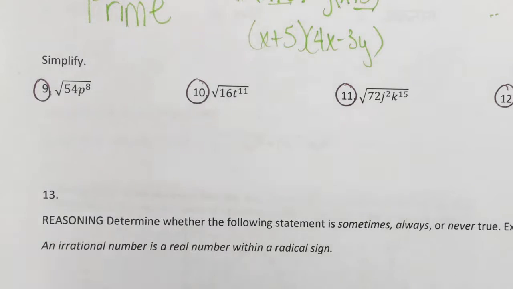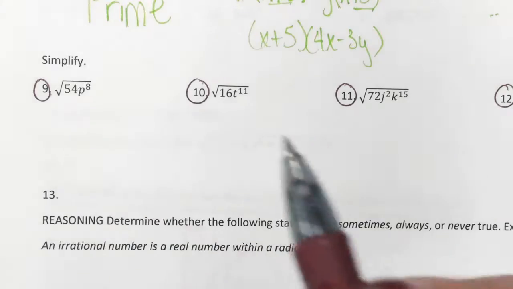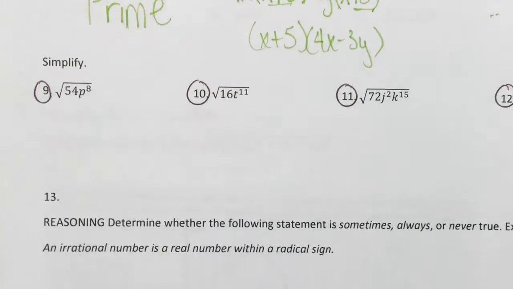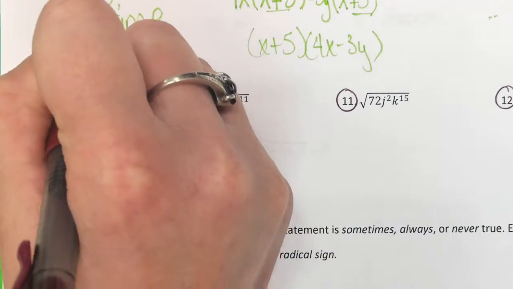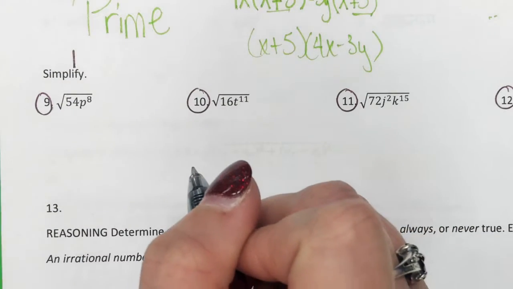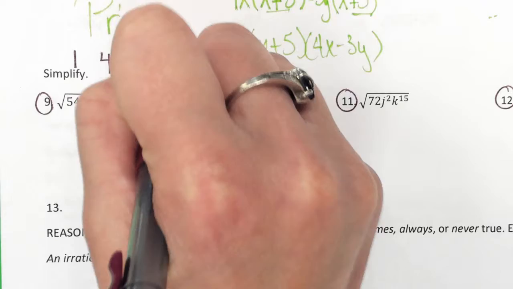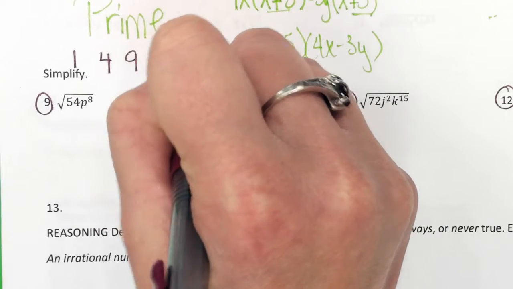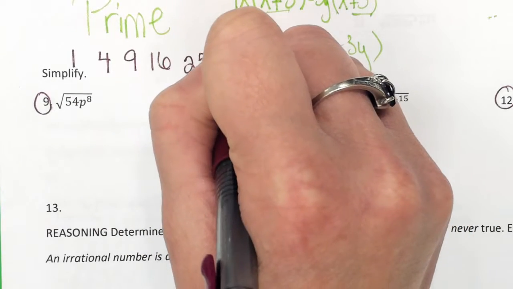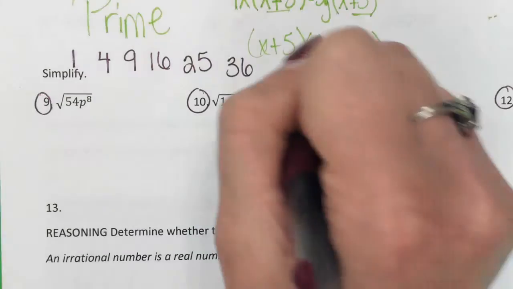All right, 54. Let's talk about perfect squares. What was our first perfect square? 1, yeah. What was the next one? 4. Come on, guys. 9, yeah. 16, keep going. 25, yeah. 36, let's do one more.